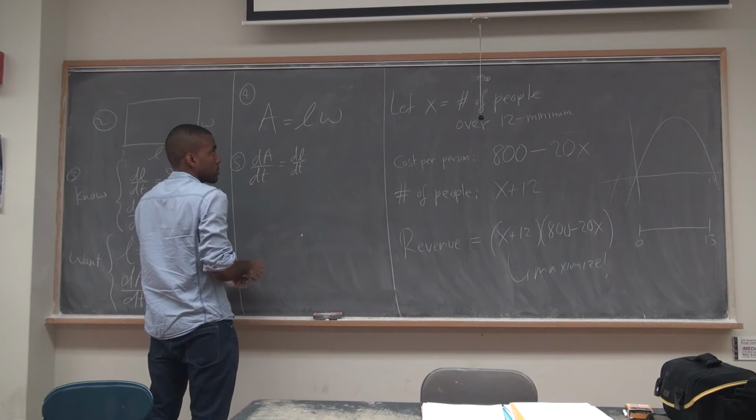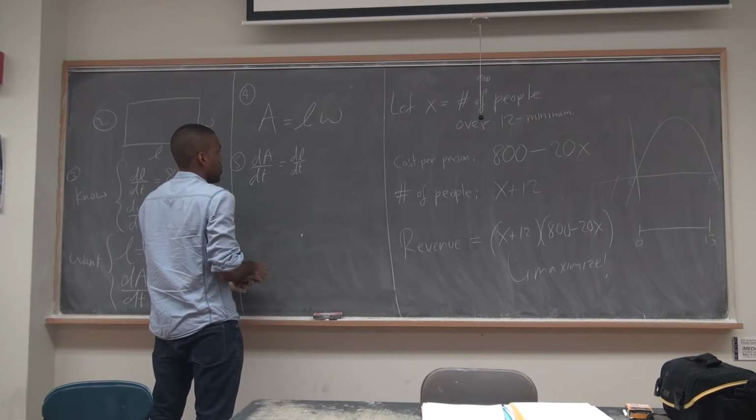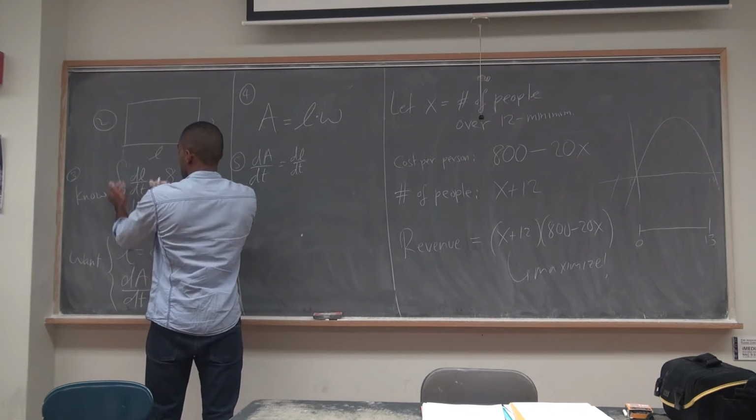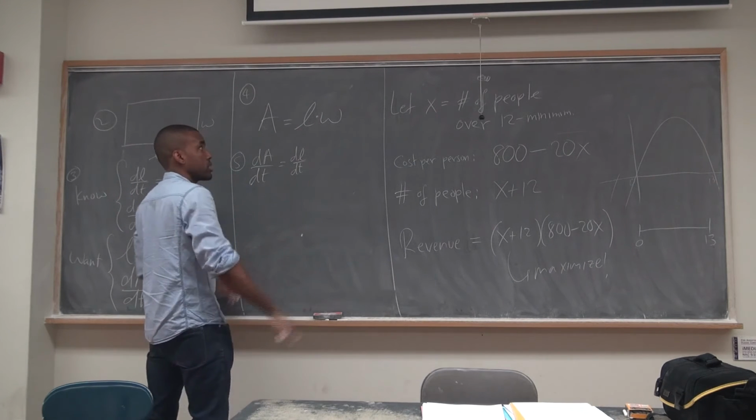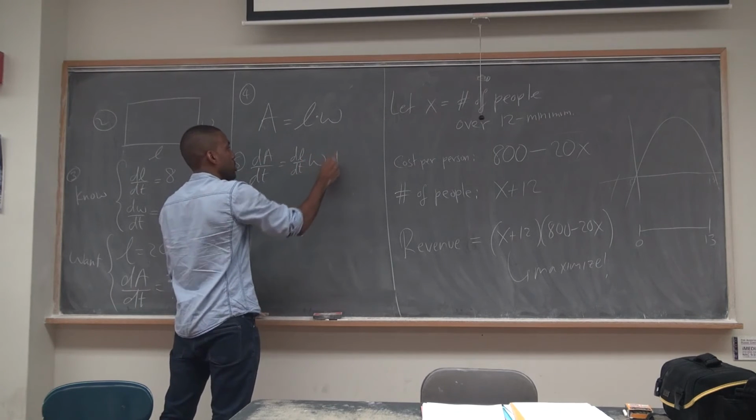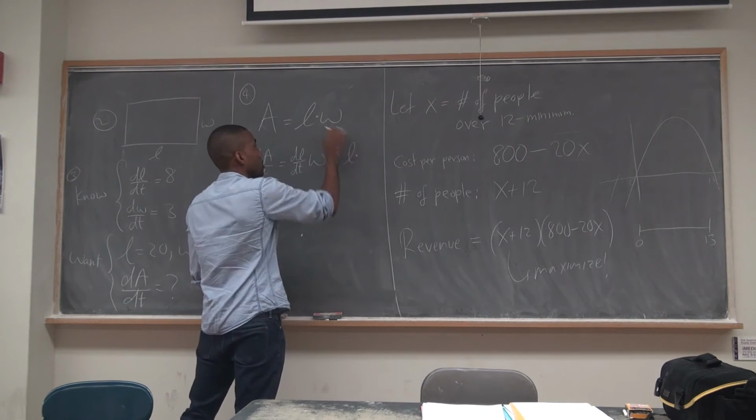2 times 8. No. Oh. You need a product rule. There are 2 functions here. L is a function of t and W is a function of t. They're changing with respect to time. So I differentiate the L, leave the W alone, plus leave the L alone, differentiate the W.